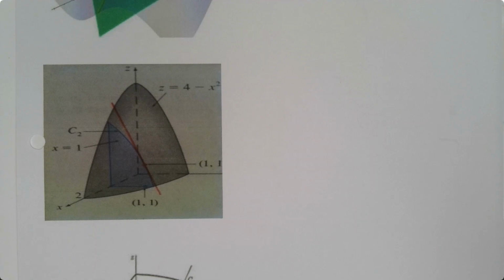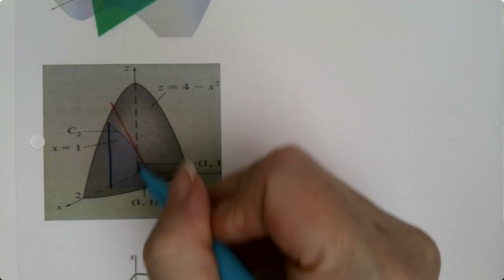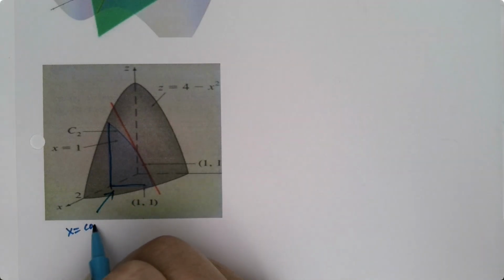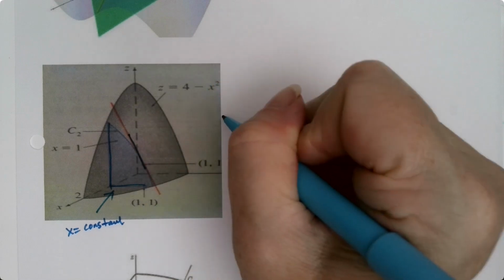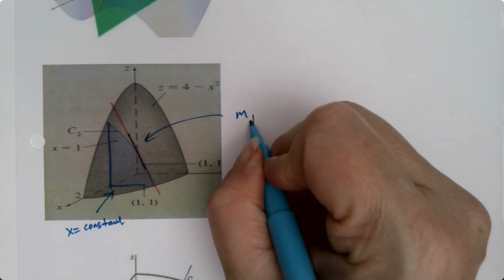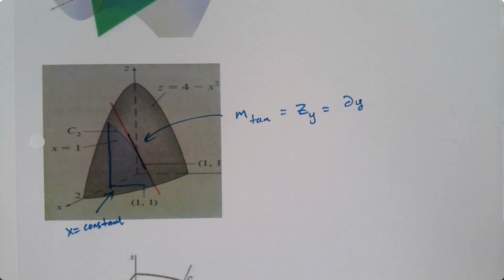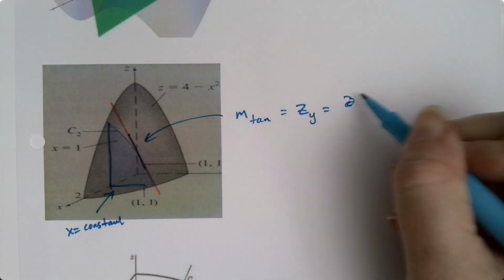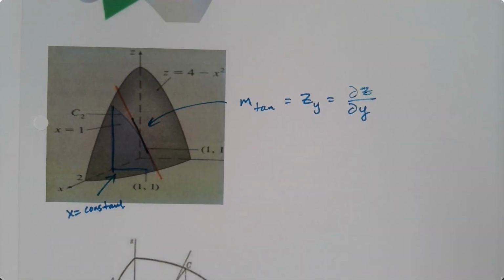Okay, but you could also cut into it with z sub y, right? Or with x equals a constant. So right here, you can see you're cutting into it with a plane, x equals a constant right there. And that gives you this line right here. And the slope of that tangent line would be z sub y, or if you will, the partial derivative of z with respect to y. I got my letters messed up there. Partial derivative of z with respect to y.